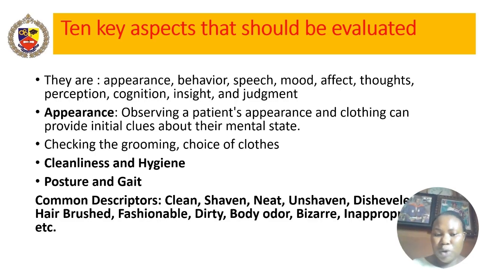So what are those things that you want to evaluate? The first thing to evaluate is appearance. When you're observing the patient's appearance, you want to check the general look of the patient. Is the patient kept? Is the patient unkept? Is the patient's clothing clean? Is it neat? Is there any posture disproportion? You want to check the general appearance of the patient, the cleanliness and hygiene, the posture and gait, and so on. The common language you use here is clean, shaven, neat, unshaven, and so on.